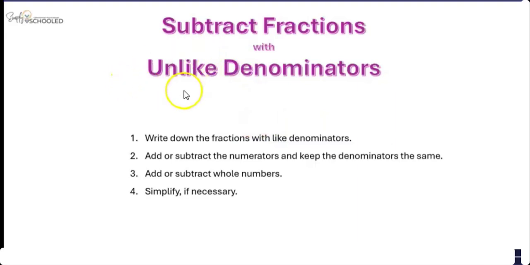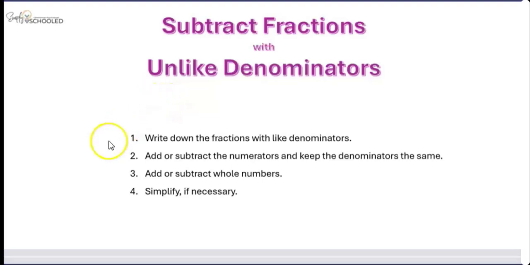Subtract fractions with unlike denominators. A couple videos ago, we learned how to add fractions with unlike denominators. And so let's review those steps because they are the same for subtracting fractions. Number one, write down the fractions with the like denominators, add or subtract the numerators, and keep the denominators the same. Steps 3 and 4 we're going to do later in a later video.